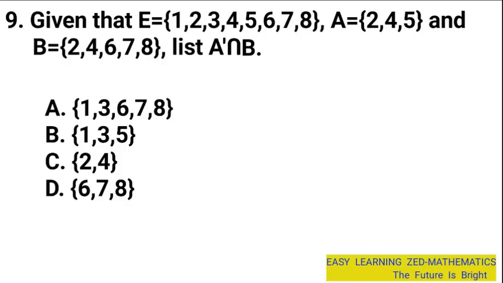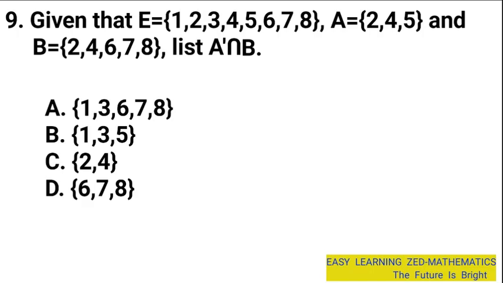9. Question 9 was as follows. Given that E, which stands for the universal set, is equal to 1, 2, 3, 4, 5, 6, 7, 8, and set A is equal to 2, 4, 5, and set B is equal to 2, 4, 6, 7, 8. List A complement intersection B. Okay, so to answer this question, what you need to do is this.